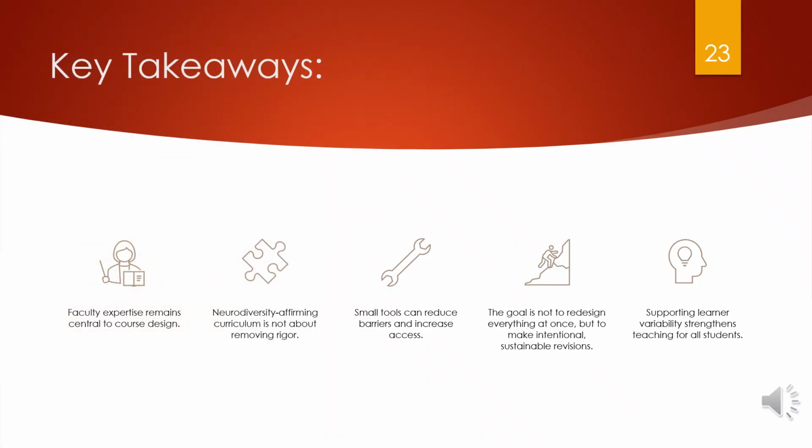As we begin to wrap up, I want to highlight a few key takeaways from this session. First, faculty expertise remains central to the course design. This work is not about replacing your knowledge or your approach. It's about supporting it in ways that reach more students. Neurodiversity affirming curriculum is also not about removing rigor. It's about expanding how students access and engage with that rigor. What we've seen is that small, intentional changes can reduce barriers and significantly increase access. And importantly, the goal is not to redesign everything all at once, but to make sustainable, manageable revisions over time. Ultimately, when we support learner variability, we strengthen the learning experience for all students, not just a select few.